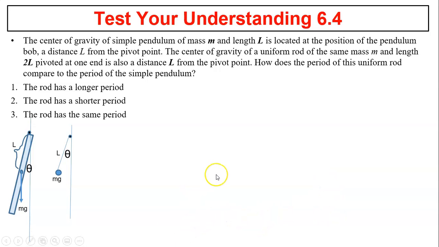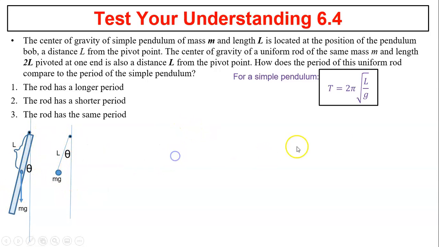Let's take a look at another question. The center of gravity of a simple pendulum of mass m and length L is located at the position of the pendulum bob, a distance L from the pivot point, just like this. The center of gravity of a uniform rod of the same mass m and length 2L pivoted at one end is also a distance L from the pivot point. So this is the center of mass, also a distance L from the pivot point. How does the period of this uniform rod compare with this simple pendulum? So for the simple pendulum, it is this. How do we figure out the period of this rod?